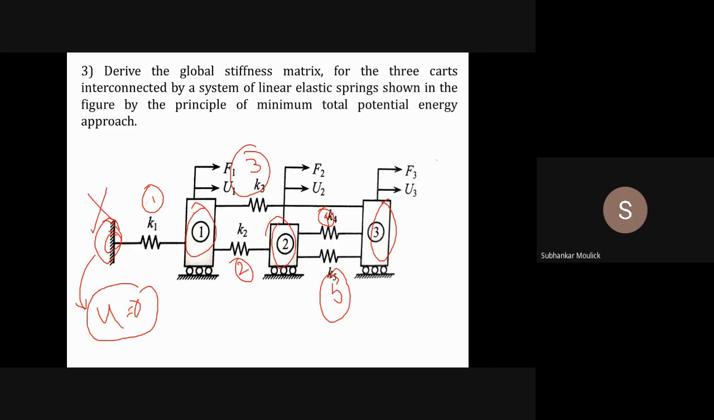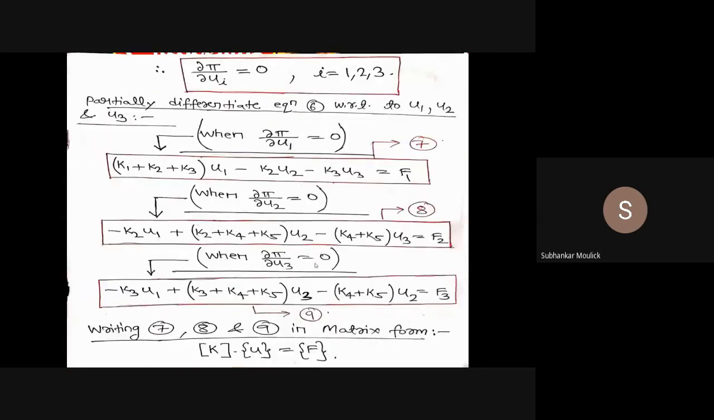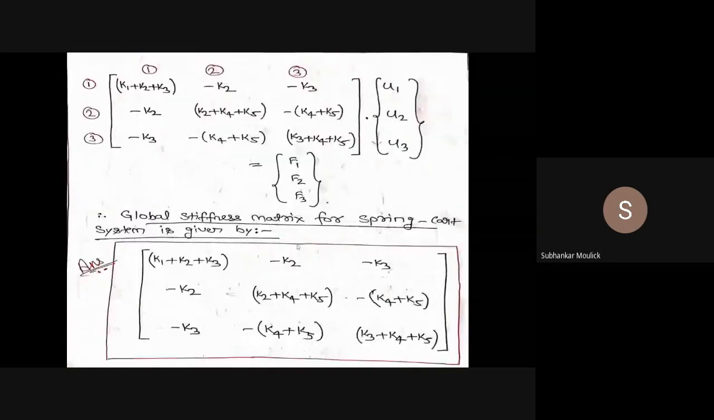Then my nodes become: this is node 1, node 2, node 3. Element 1 is connected between the fixed node and node 1. Element 3 is connected between node 1 and node 3. Element 2 is between node 1 and node 2. Elements 4 and 5 are between node 2 and node 3. So ultimately there are 3 nodes present. So the final global stiffness matrix will be a 3 cross 3 matrix if I use this direct stiffness method.